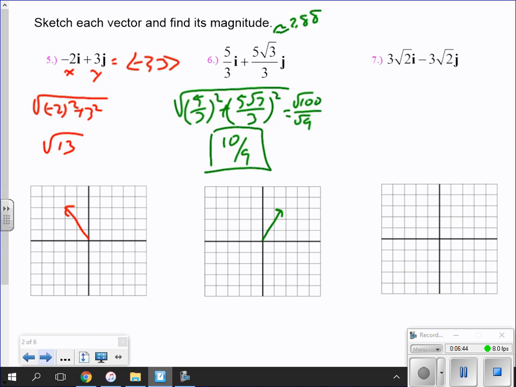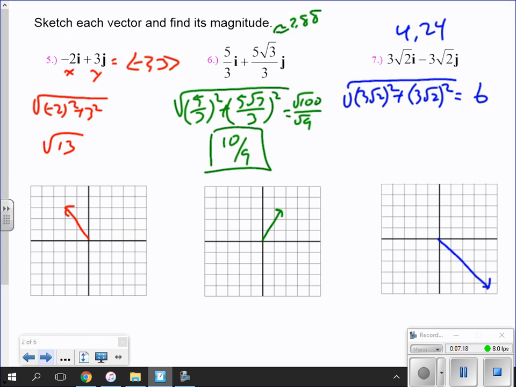So this one, 3 root 2, 3 root 2. So this is approximately 4.24. 3 root 2 is 4.24, so 4 1/4. So I go over 4 1/4 and go down 4 1/4. So it looks something like that. And then our magnitude is 3 root 2 squared plus 3 root 2 squared, which ends up giving us 6. Easy peasy, right?